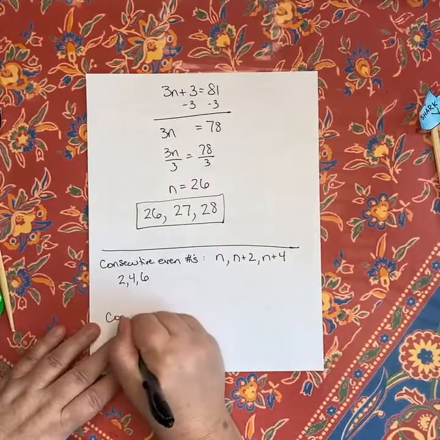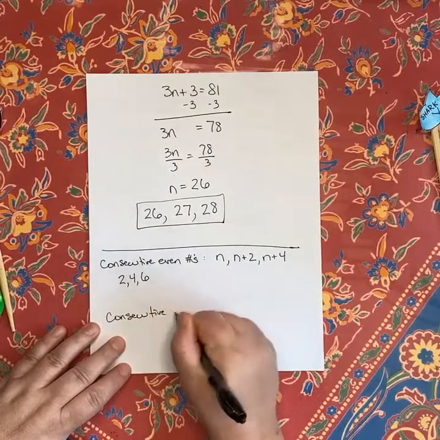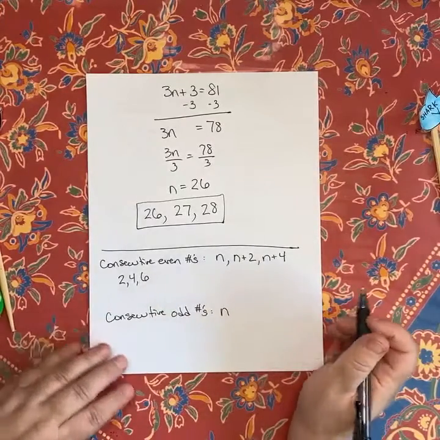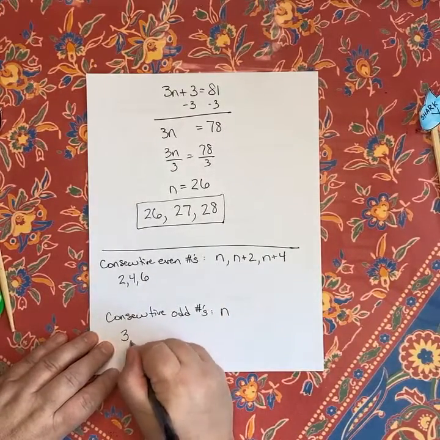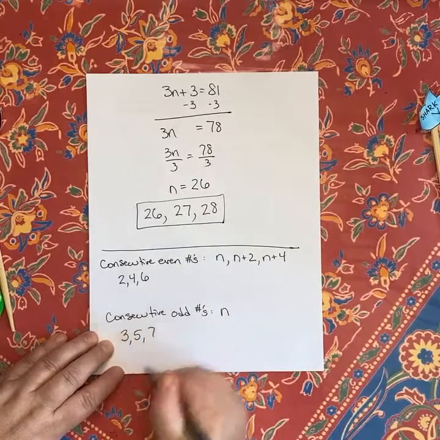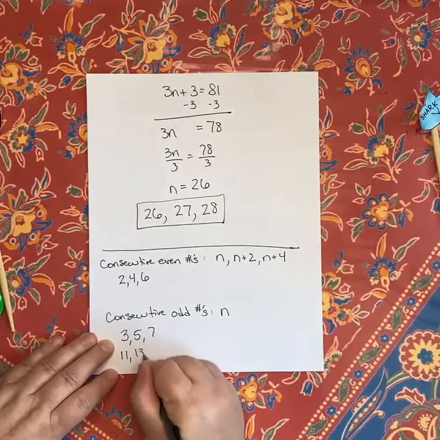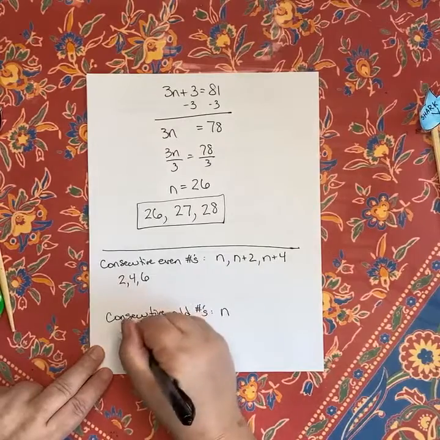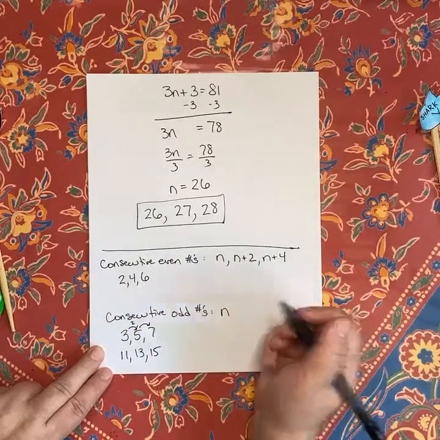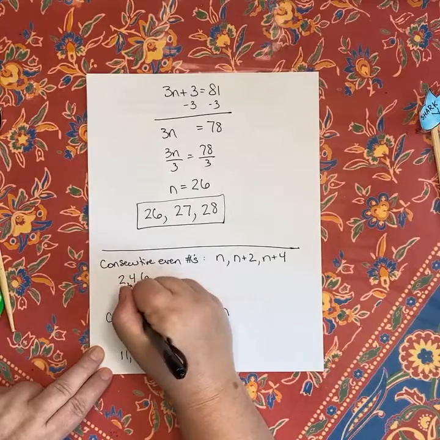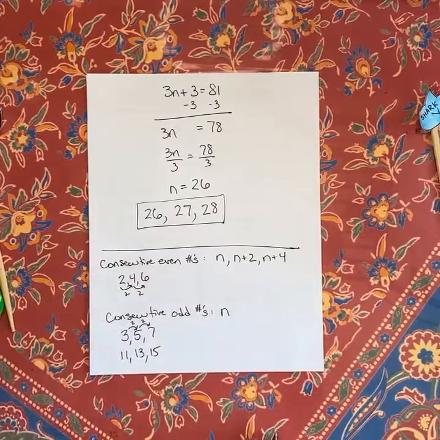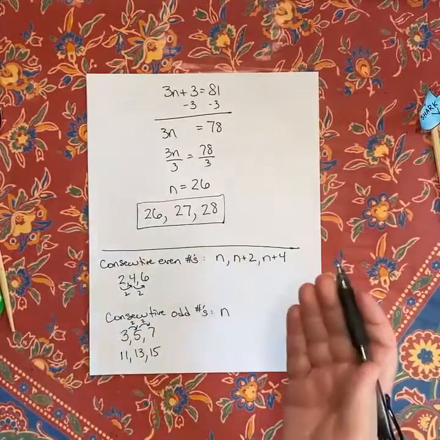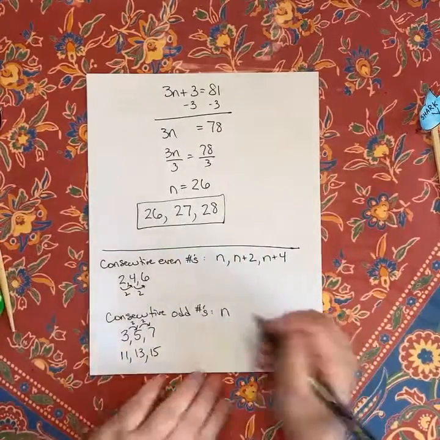Okay. What about consecutive odd numbers? If I start with n, let's take a look. 3, 5, 7, or maybe 11, 13, 15. How far is it from 3 to 5? It's 2. How far is it from 5 to 7? Interesting, it's 2, just like with even numbers. Why is it 2? Well, it's not 2 because it's even, it's 2 because you skip over. Plus 2 means don't go to the next one, skip over one.